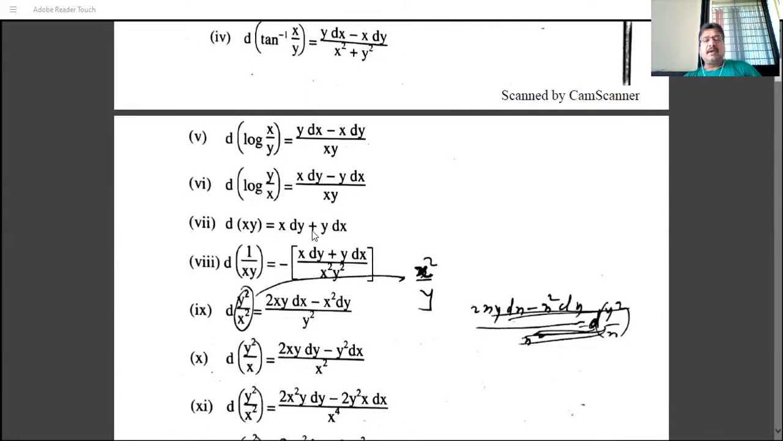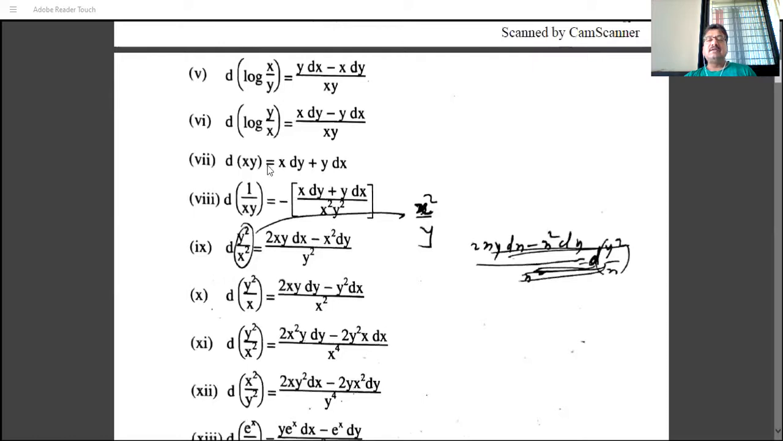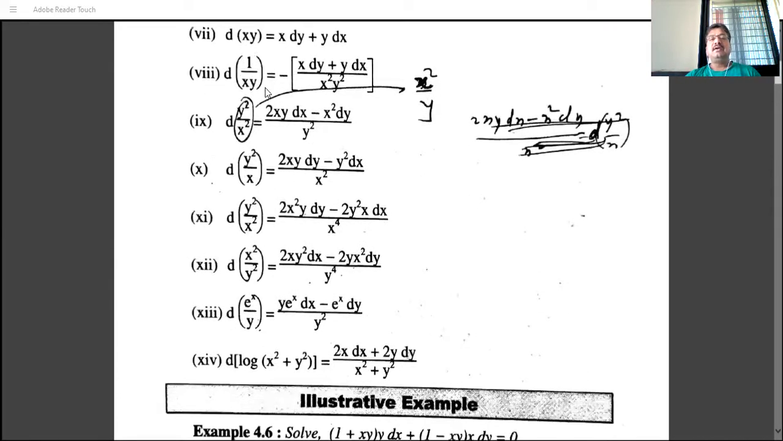The derivative of x into y is x dy plus y dx. So if there is a term of the type x dy plus y dx, then it is the derivative of x into y. Then the derivative of 1 by (x into y) is minus (x dy plus y dx) divided by x square y square; the negative sign is there. How do we find it? The derivative of 1 by (x y) is minus 1 by (x y) bracket square, like the derivative of 1 by x is minus 1 by x square. So it is minus 1 by x square y square into the derivative of x y, which is x dy plus y dx. So I have this answer.